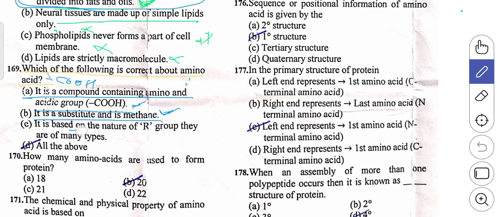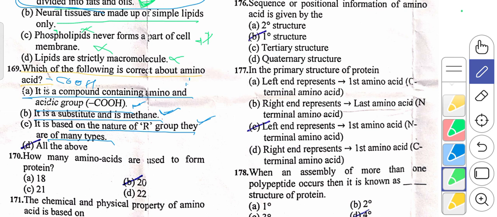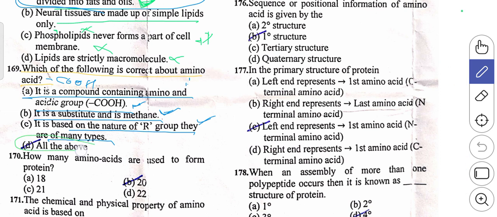It is based on the nature of the R group. They are of many types. So if we add H, if we add CH3, if we add CH2OH, then we will name these molecules with different names as amino acids. So all these three statements are correct regarding this one. So hence, all of the above is the right answer for this one.